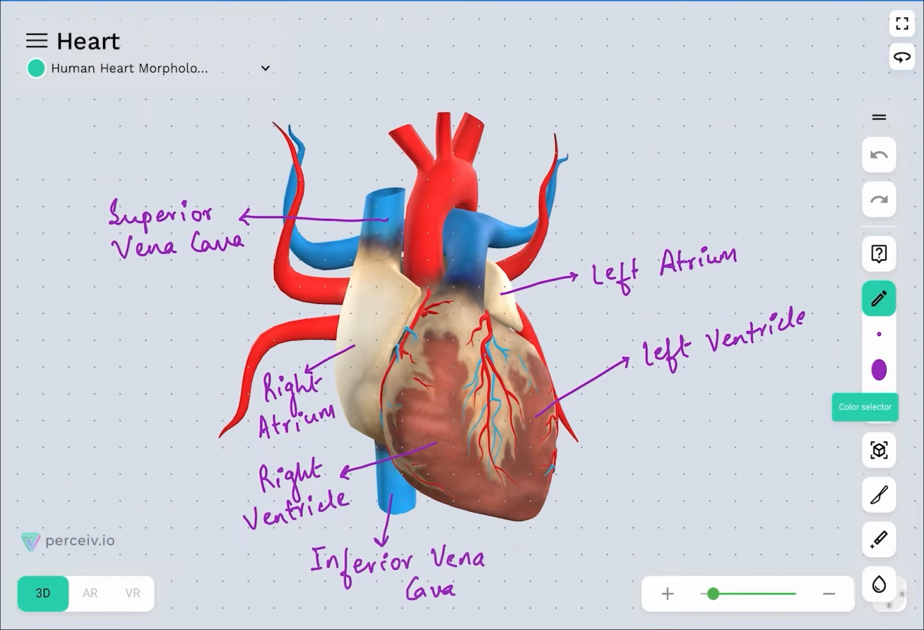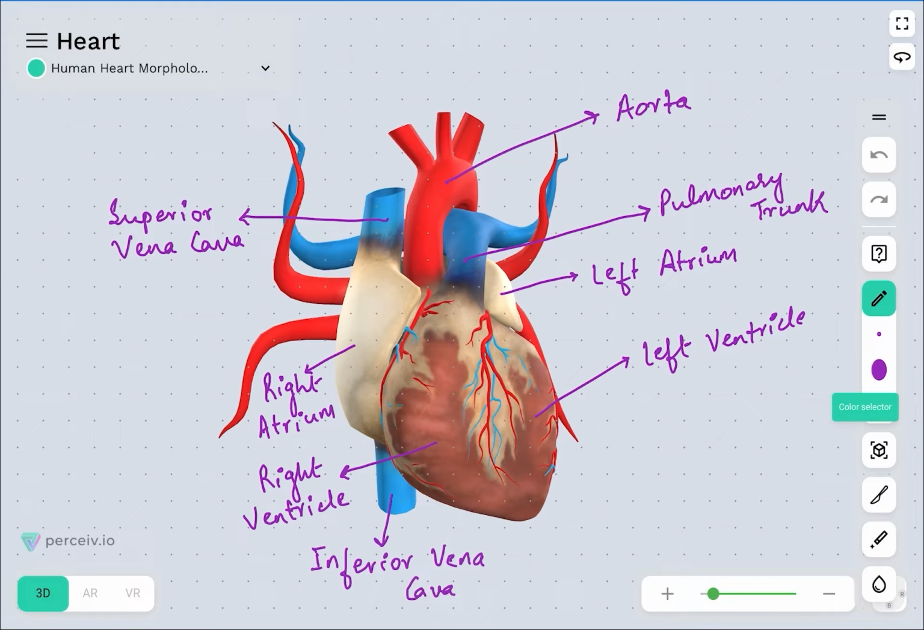So this is called the superior vena cava and then the inferior vena cava. This part represents the aorta, and this represents the pulmonary trunk. All right. So the aorta and pulmonary trunk are the blood vessels that will leave the heart.